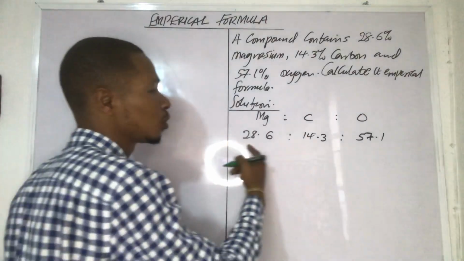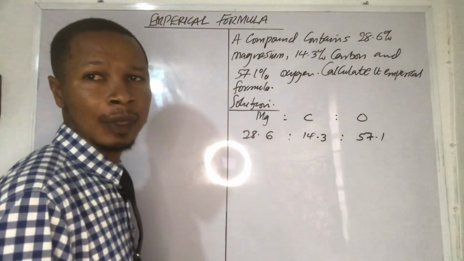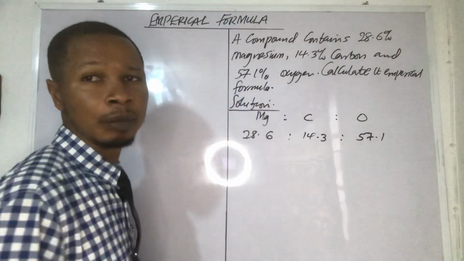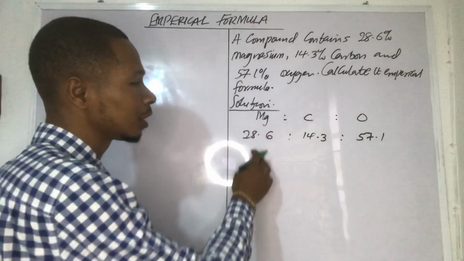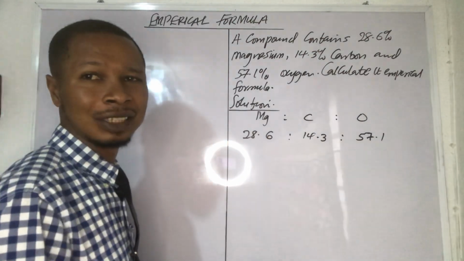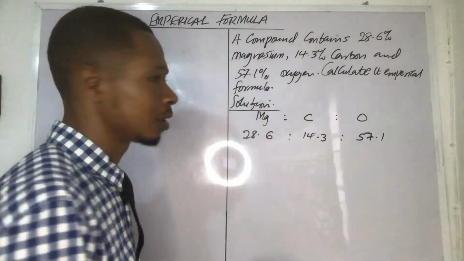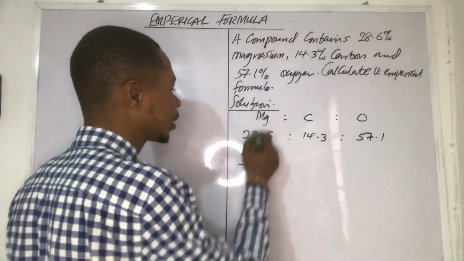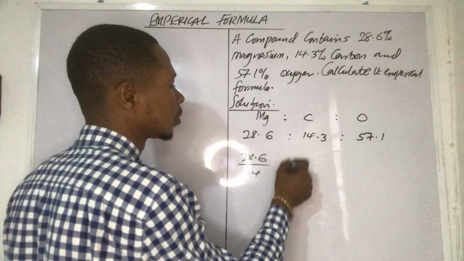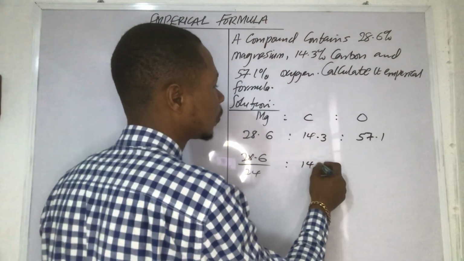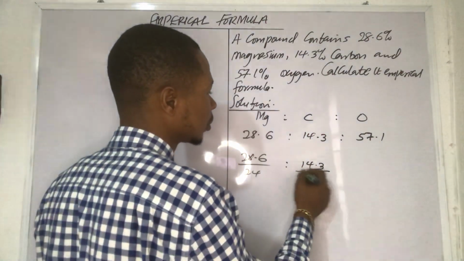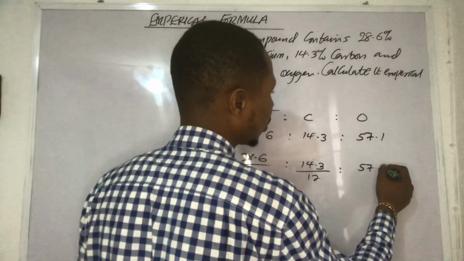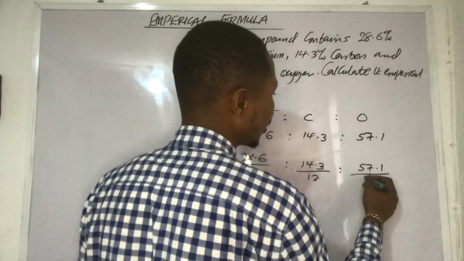The next step is to divide this percentage composition by the relative atomic masses of the elements. That is, you have 28.6 for magnesium, which is 24; 14.3 for carbon, which is 12; and oxygen, divided by 16.